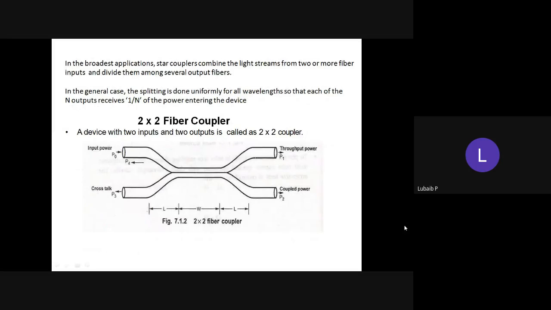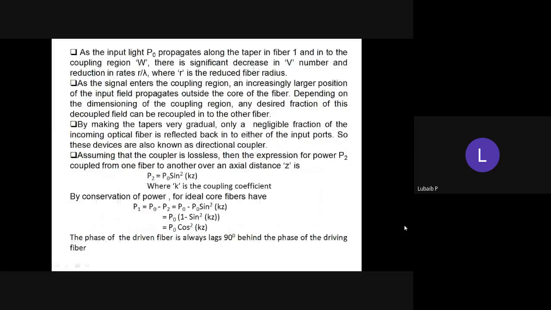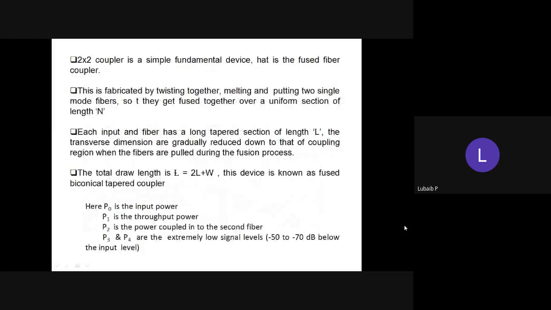You can see the tapered region of length L, where the transverse dimensions are gradually reduced down to the coupling region when the fibers are pulled during the fusion process. The total draw length is 2L plus W. From the figure, the total length is L plus L plus W, that is 2L plus W. This device is known as a fused biconical tapered coupler.